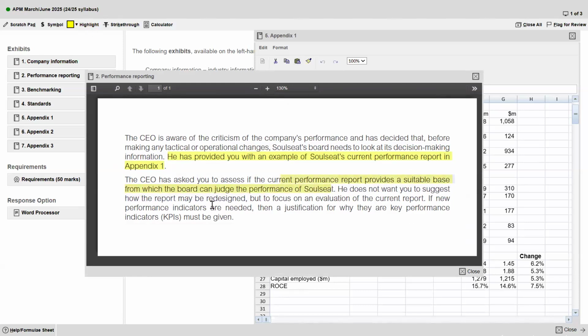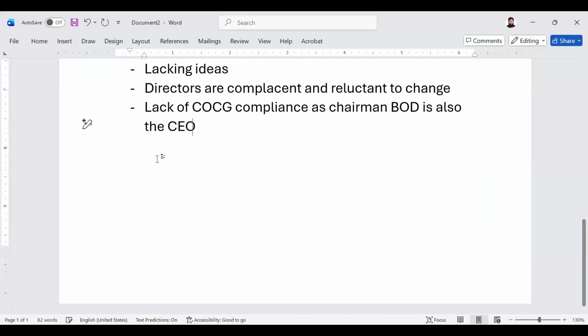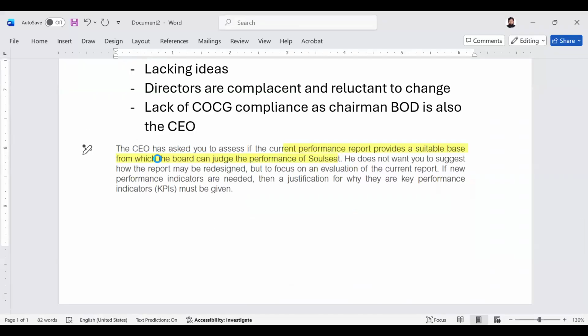He does not want you to suggest how the report may be redesigned, but to focus on evaluation of the current report. If new performance indicators are needed, then a justification for why they are KPIs must be given. Now, a very important part of this question is something I want you people to understand, because a lot of students make a mistake over here.